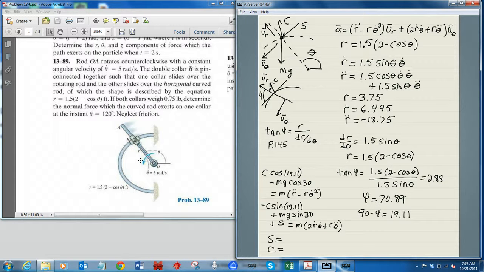Okay, so the S, the one that's coming from the straight slot, when you plug numbers in, comes out to be .605, positive. The other one, off the curve, comes out to be a negative 2.77. And negative means that I drew it incorrectly. The way I drew it was that the circular slot was holding it out away from the center, but in fact the negative tells me I'm wrong, that the C is actually pulling it inward. So there's a force that's pulling the collar inward as it moves around. So that's the end of this particular problem. I'll post this for you.